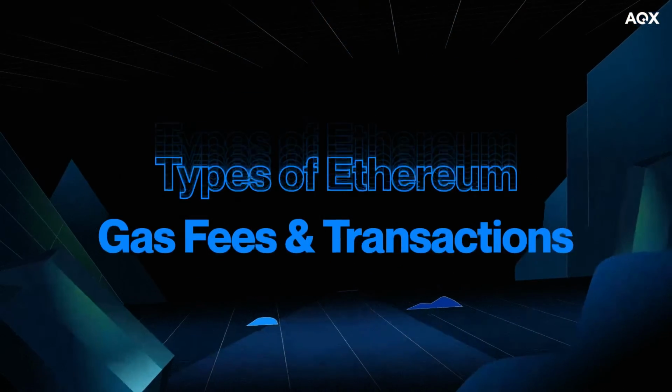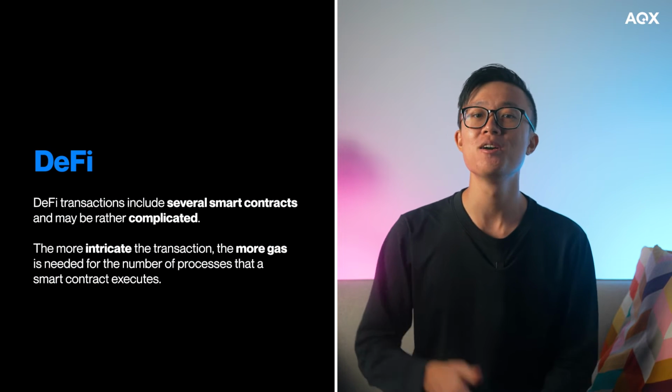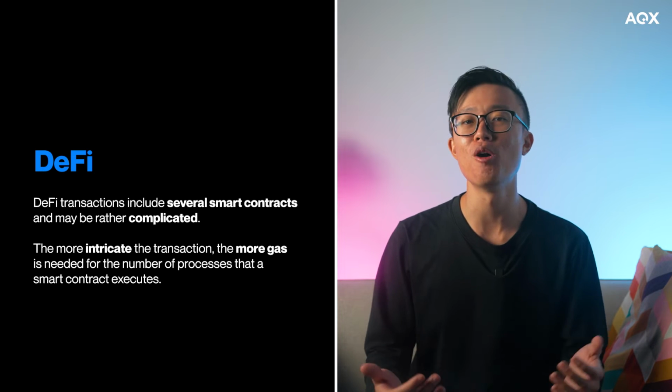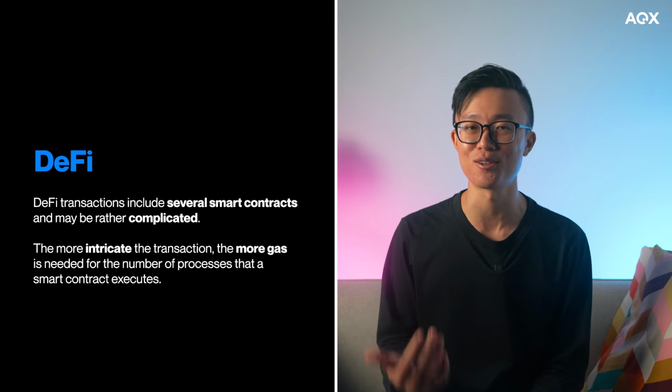Types of Ethereum gas fees and transactions. The amount of gas fees traders are inclined to pay will most probably vary according to the type of transaction. And there are two kinds of conventional transactions: DeFi, which is decentralized finance, and NFTs. DeFi transactions, which include several smart contracts, may be rather complicated. The more intricate the transaction, the more gas is needed for the number of processes that a smart contract executes.